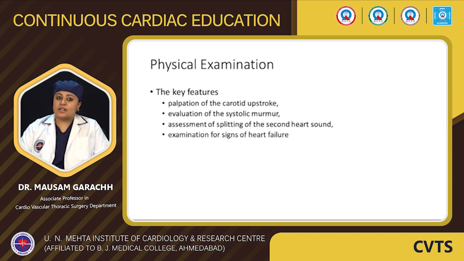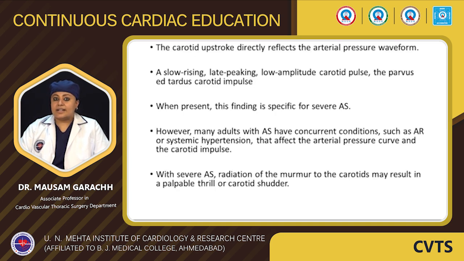The physical examination. The key features are palpation of the carotid upstroke, evaluation of systolic murmur, assessment of splitting of the second heart sound, and examination of signs of heart failure. Now, the carotid upstroke directly reflects the arterial pressure waveform. A slow rising, late peaking, low amplitude carotid pulse, that is the pulsus parvus et tardus, is present in patients with aortic stenosis. When present, this finding is specific for severe aortic stenosis.